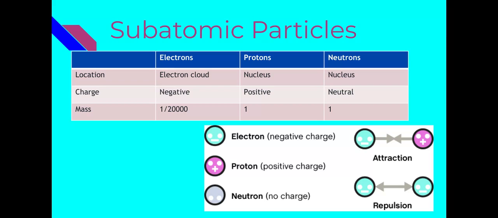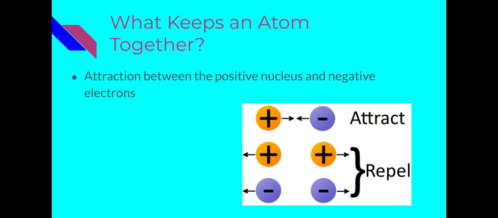Now the mass, I have 1 over 20,000 for electrons. I'm just trying to show you that electrons are really teeny tiny. Protons and neutrons are both given the value of 1.